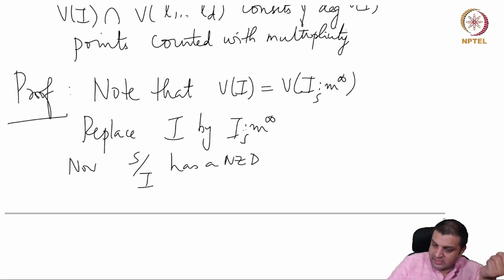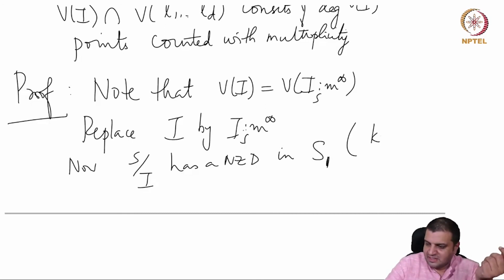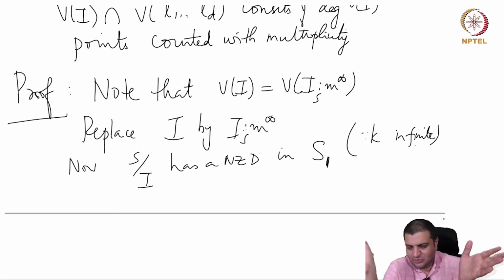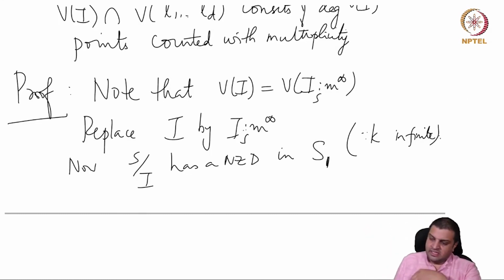So where do we get a non-zero divisor in degree 1? This is where K comes in, since K is infinite. K has to be large, to have so many elements that the degree one part is not contained inside the union of the associated primes. So K is infinite, and with this we are able to find a non-zero divisor, let's call it L1.